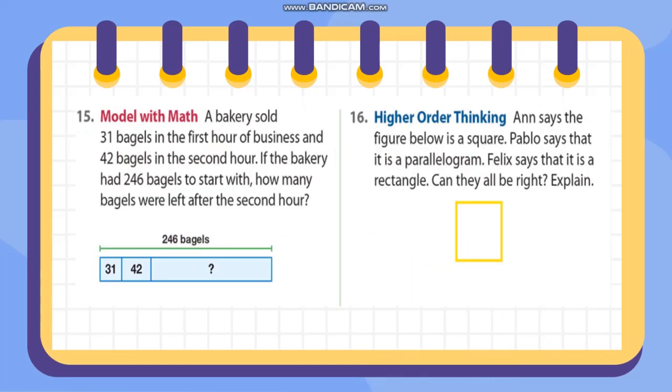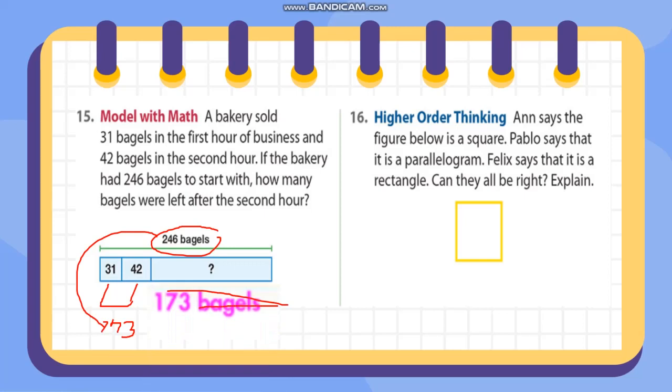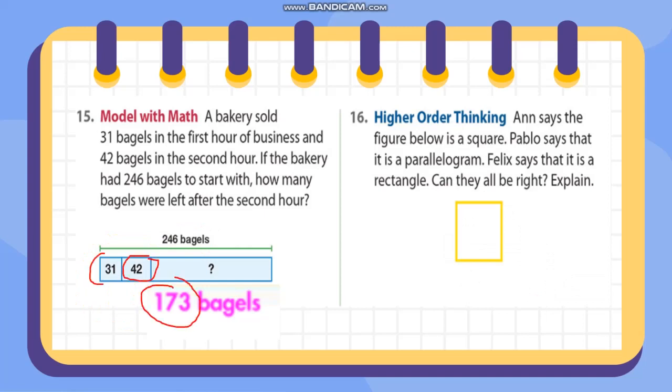Number 15. A bakery sold 31 bagels in the first hour of business and 42 bagels in the second hour. If the bakery had 246 bagels to start with, how many bagels were left after the second hour? The total is 246, and in the first hour he sold 31, and in the second hour he sold 42. So we simply add these two, 31 plus 42, which is 73. Then we subtract from 246 to get how many bagels were left after the second hour. The answer is 173, because 246 minus 73 is equivalent to 173 bagels. If you're going to check your answer, you simply add 173 plus 42 plus 31. The total is 246.